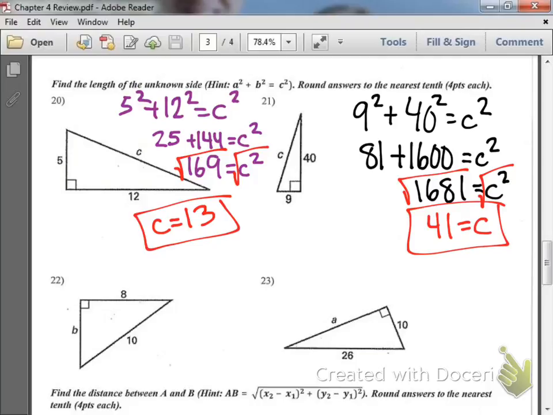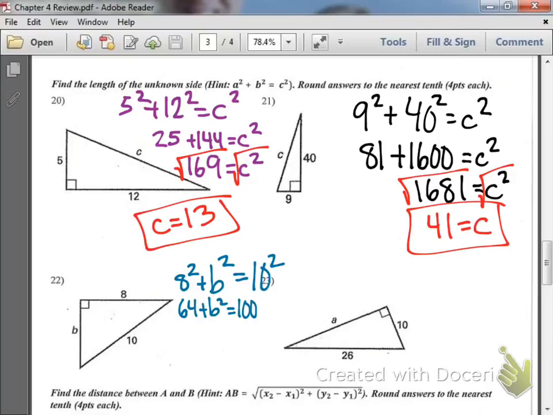Alright, number 22. How do I start this one? Oh, careful. Yep. Good. 10 is our c, which is kind of a reminder that b is going to be smaller than that. So if you get something bigger than 10, you set it up wrong. This is going to be 64 plus b squared equals 100.